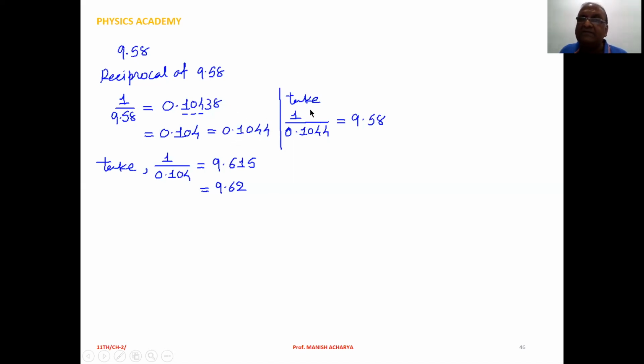So if you take the final result as 0.1044, and then take the reciprocal of 0.1044, you will get the same result, 9.58. So when you take the reciprocal, the rule is changed like this: the final result should be represented with one more significant digit than appears in the given measured value.